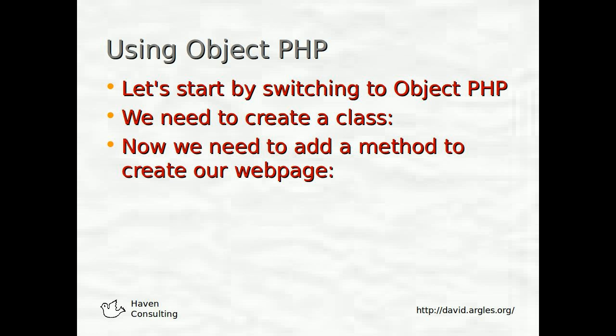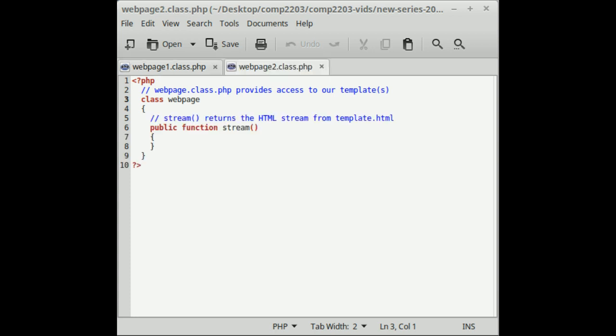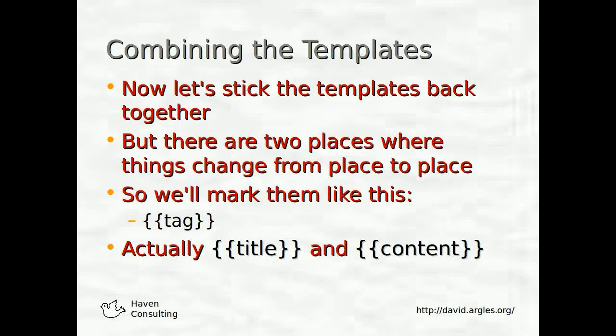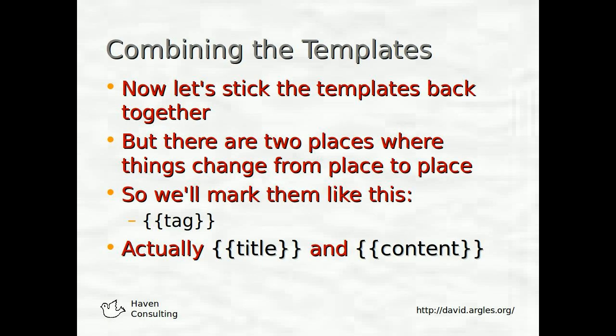We need to create a class. That's straightforward. We can do it like this. Now we need to add a method to create our web page, and again that's relatively straightforward. Having created our class and our method, we need to think about how we're going to put the templates back together again. Well, let's just take the 3 templates and stick them back together, 1, 2, 3, so that we've now made a whole template.